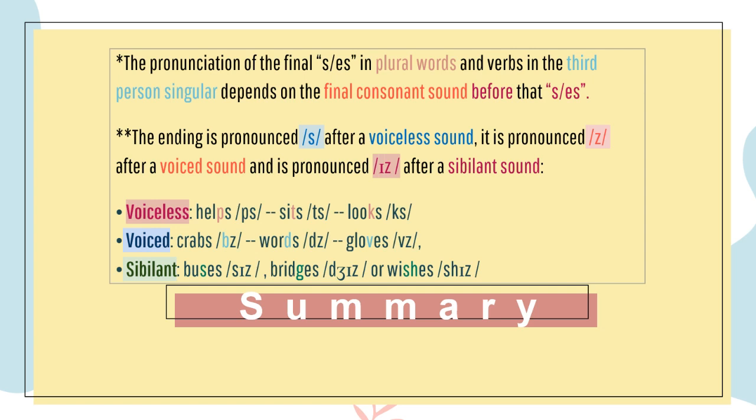And here are the examples for you. With the voiceless, we have helps, sits, looks. Voiced: crabs, words, gloves. And the final one is the sibilant sound: buzzes, bridges, wishes.